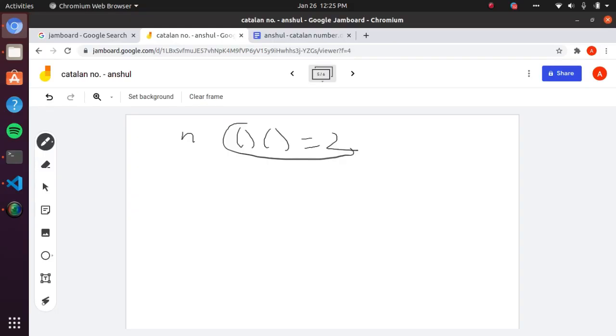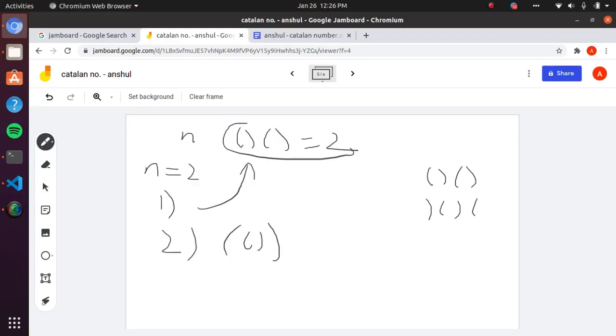Valid combinations, okay. For example, this is a valid combination, but this is not. So for n equal to 2, let's see what the possible combinations are. First is the one we have already made, so I'm not going to write it again. And second is when we put one parenthesis inside the other pair. These are the only two valid sequences possible for two pairs of parentheses.